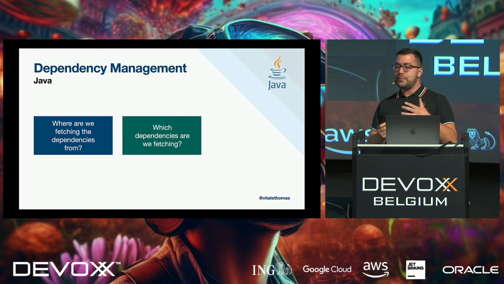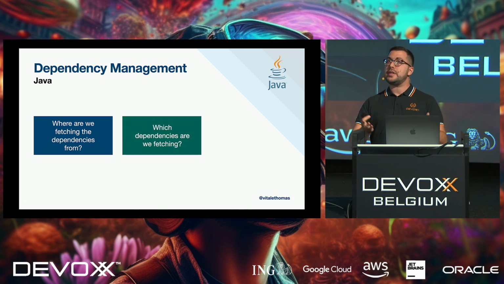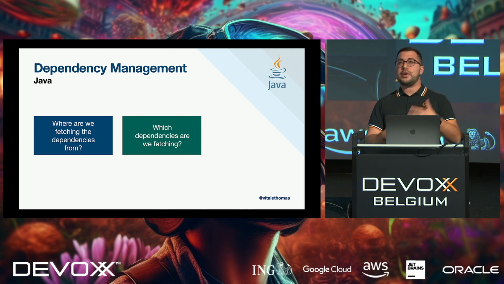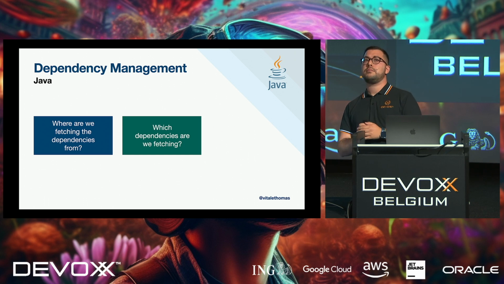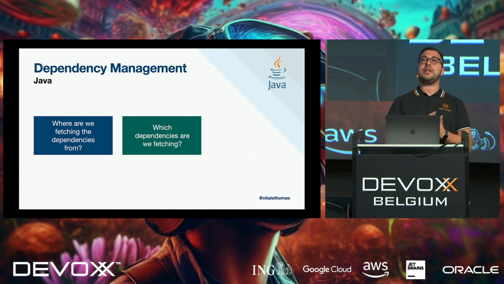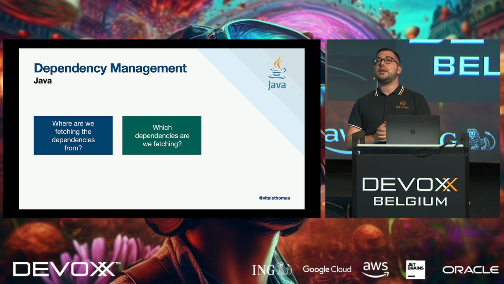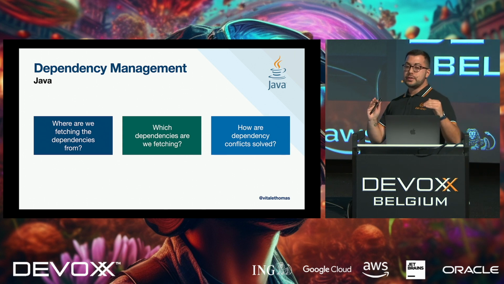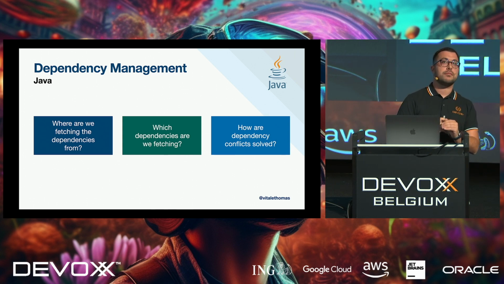The next question is, which dependencies are we fetching? Again, might seem a silly question. If I add to my application a dependency from Spring Boot, like the Spring Boot web starter, that's my dependency. But that dependency has transitive dependencies, and each of those transitive dependencies has more transitive dependencies. So are we really in control of all the dependencies that we pull into our project? And if those transitive dependencies are the same library, but with different versions, how are dependency conflicts solved?